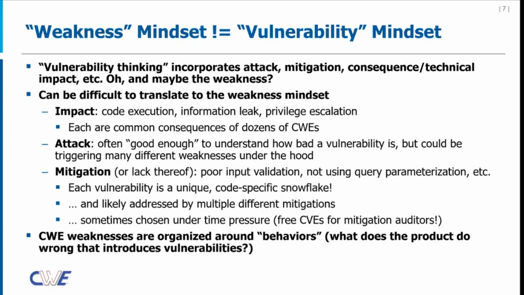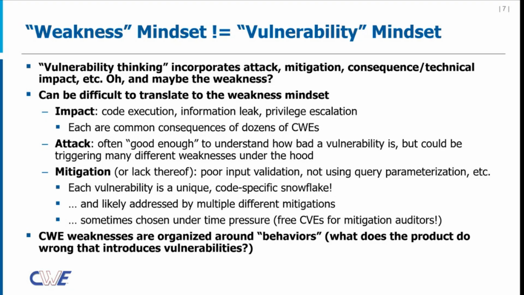And oftentimes, looking at CVE descriptions, there'll be some confusion when doing root cause mapping about what language to identify to understand what the root cause was. A lot of times people will look to things like impact and conflate that with the root cause. And that's where you can sometimes arrive at, I will call it bad mappings, but mappings that aren't necessarily as accurate as they should be. I think it's important to talk about the fact that CWE's weaknesses are organized around behaviors. So this is what a product does wrong that introduces the vulnerabilities downstream.